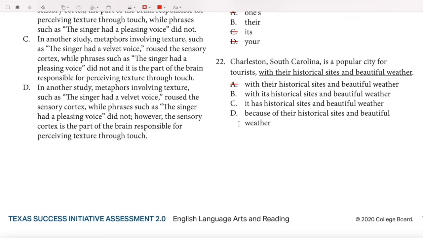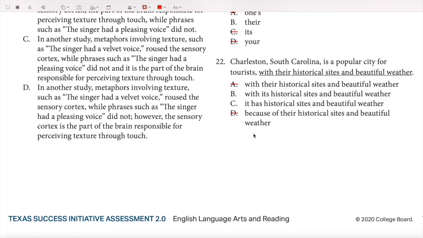Going to read D. Charleston, South Carolina is a popular city for tourists because of their historical sites and beautiful weather. How's that? Well, again, that's the issue, right? You can't do it. Boy, that's like 3 in a row. We're getting the pronouns to match. Pronoun agreement plays a role. They really like testing that. Do you see why just knowing that rule is going to give you a big edge on this test? Yeah, I got you. Big time. They love testing it.